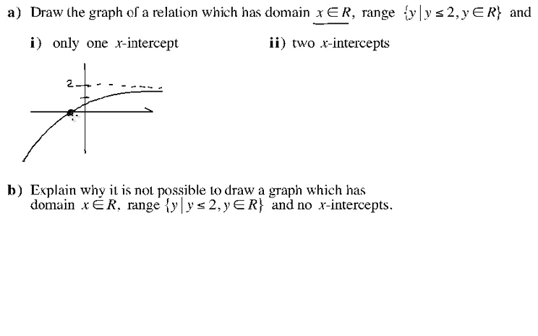It has one x-intercept, meaning it hits the x-axis there, and that's it. This just keeps going down forever. And this gets flatter and flatter, so it never quite makes it to 2. It gets very close. Oh, actually, it does have to make it to 2, sorry.